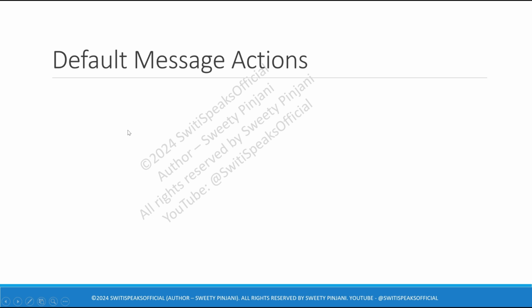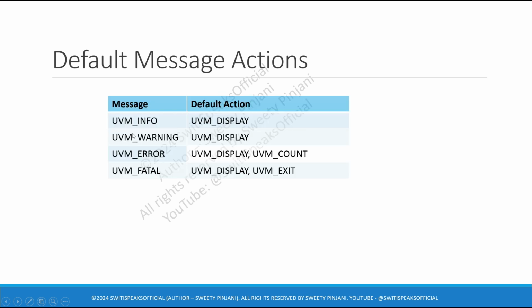What happens if you don't specify any action? There should be some default setting in UVM. These are the default settings. For UVM_INFO, you will have the default action as UVM_DISPLAY. It will only display. Same for UVM_WARNING, the default action is UVM_DISPLAY. For error, UVM_DISPLAY as well as UVM_COUNT are the default actions. It will count the number of errors. For UVM_FATAL, it will directly exit.